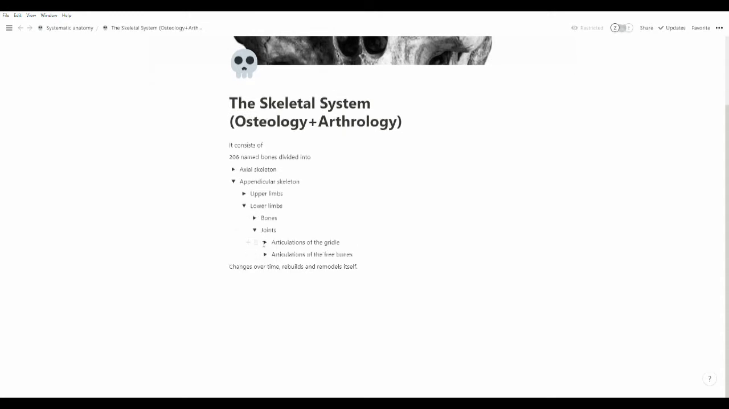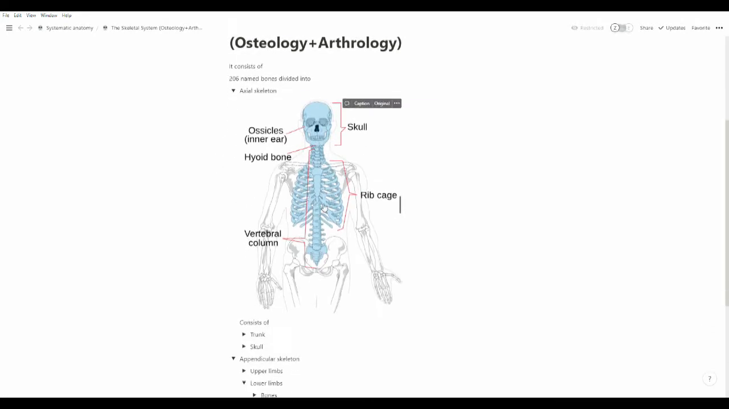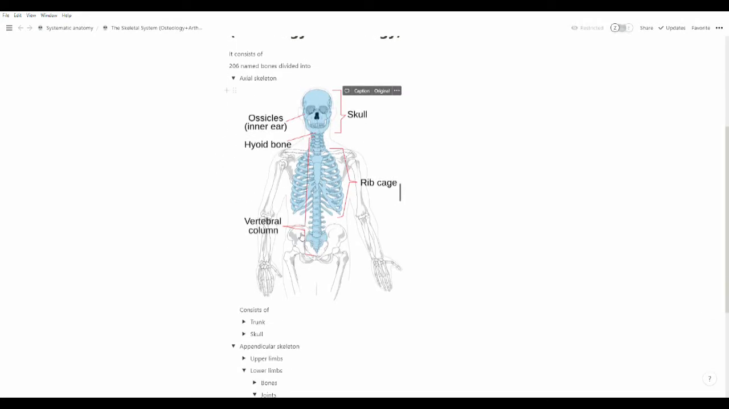So let's get started. The joints of the lower limb are also divided into two parts: the articulations of the girdle and the articulations of the free bones. The girdle, like I've mentioned before, is the part that touches the axial skeleton. So it should be the joint in here, and all the ligaments that support the joint.